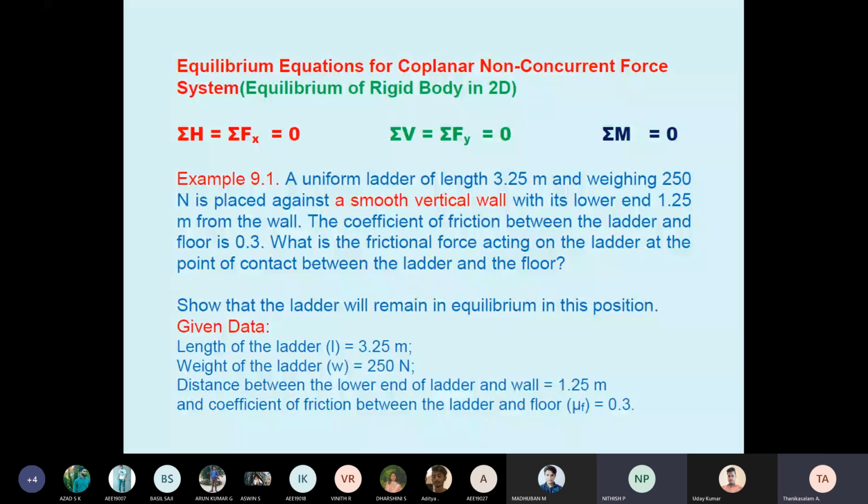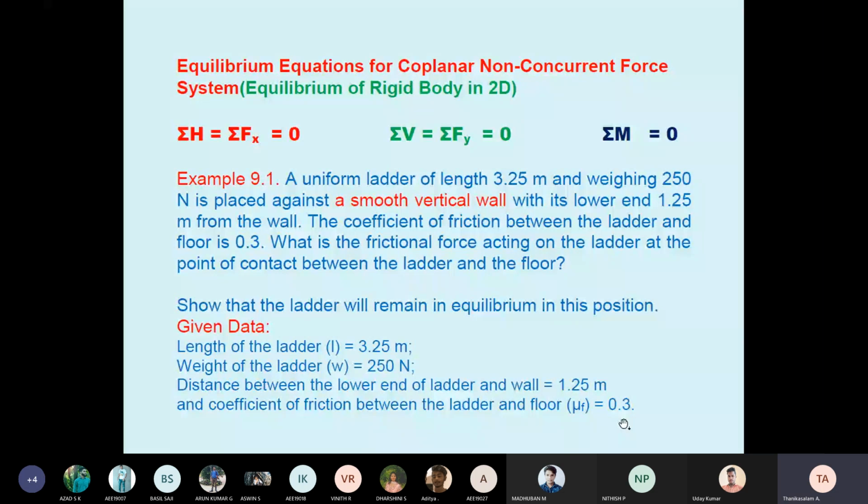Okay, see, in this question they have given only a statement. Students, in engineering mechanics, if a statement is given, you have to draw the diagram. That's why we have to read the question twice or thrice. First, understand the question. The first given is a ladder of length 3.25 meter, so take L as 3.25 meter. Then the weight is 250 Newton. Then the distance between the lower end of the ladder and the wall, the horizontal distance, is 1.25 meter. Then the coefficient of friction between the ladder and the floor is 0.3.